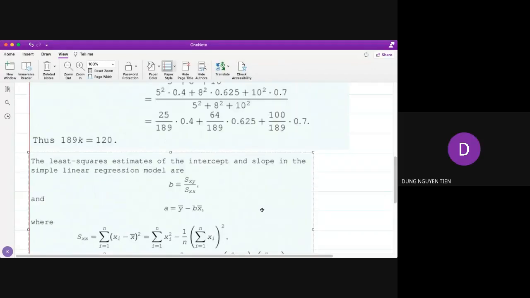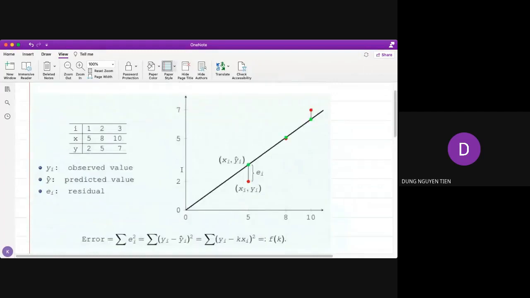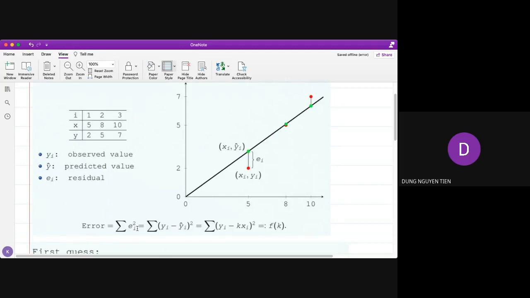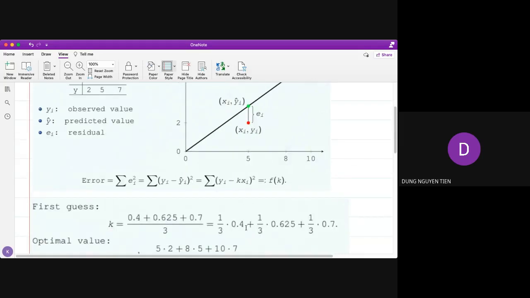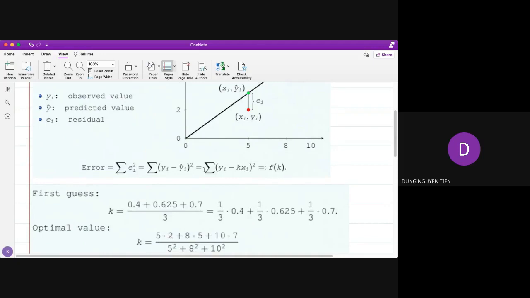Okay, I think this is what we studied last time, right? We come up with a data set of 3 observations with the red points. And then you come up with the predictive points, the green ones, and you get the difference between them to get the residuals. You compute the sum of the squares of the residuals to get the error. You may say that is the error squared, and this expression is a function of k, because k is an unknown parameter and xi, yi are given.